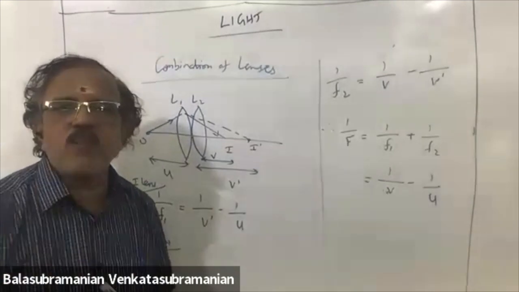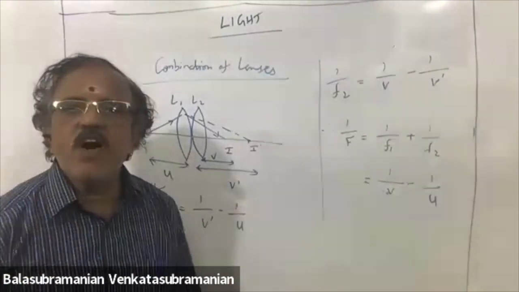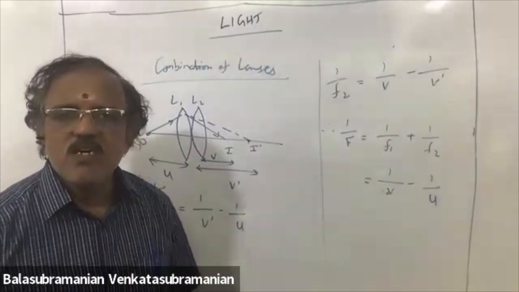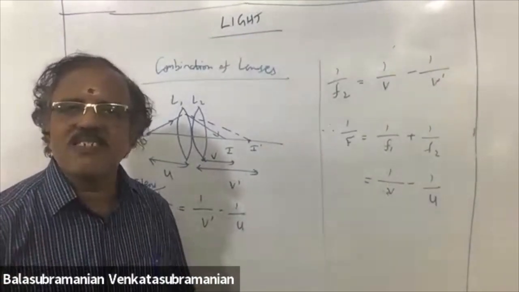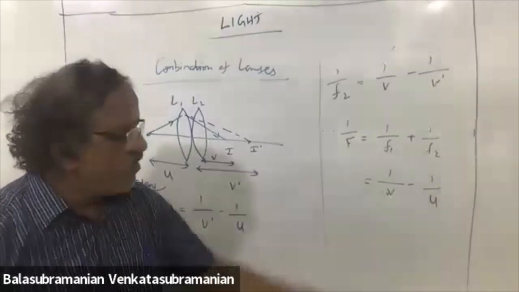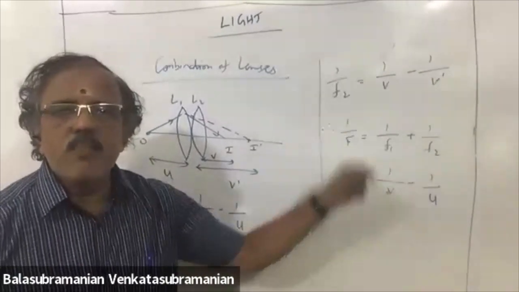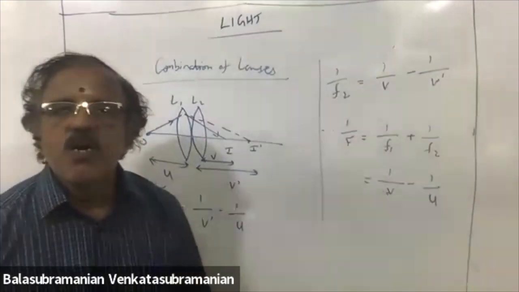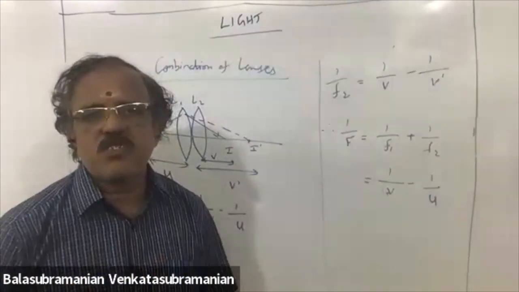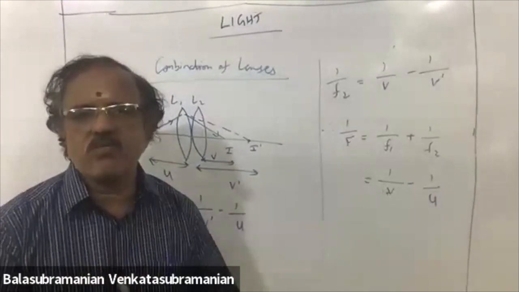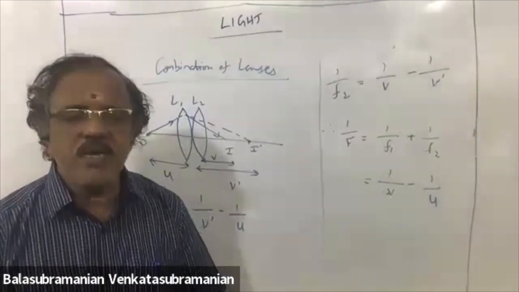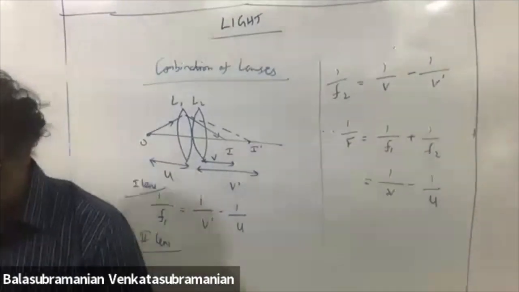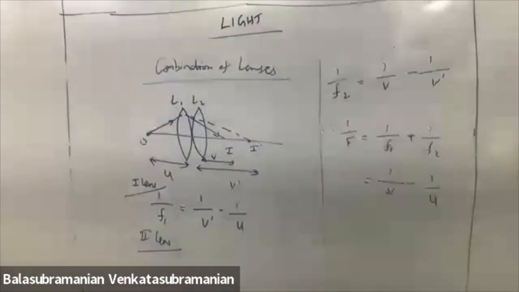Single lens, what formula you have? Same formula you have for two different lenses. Use 3 lenses, 4 lenses, n lenses you use. Final formula will be 1 by V minus 1 by U only. This is called combination of lenses. 2 lenses or more, the resultant will be 1 by V minus 1 by U. Clear?